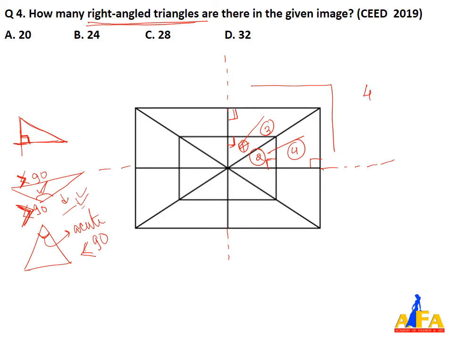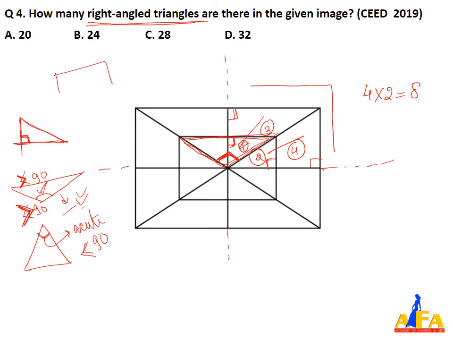So 4 into 4 here, so there will be 4 here also. So 4 into 2 is 8. Okay, so now we have to calculate the common triangles. So this is a common triangle, this is a common triangle, but is this forming the right angle triangle? यहाँ पे 90 डिग्री बन रहा है.